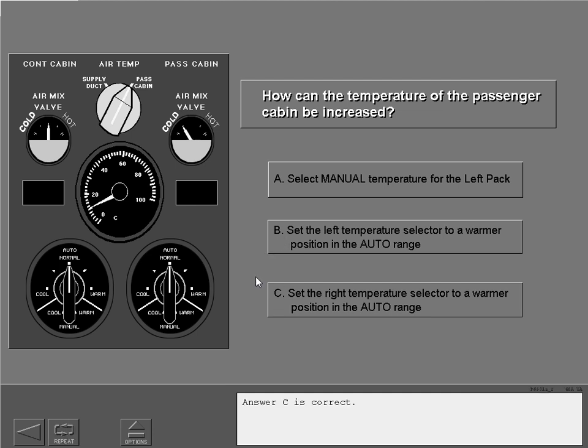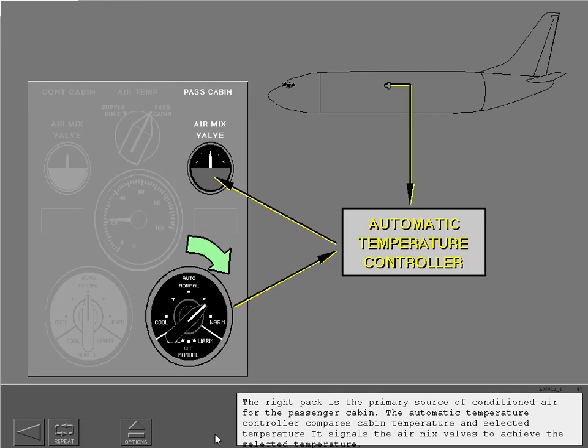Answer C is correct. The right pack is the primary source of conditioned air for the passenger cabin. The automatic temperature controller compares cabin temperature and selected temperature. It signals the air mix valves to achieve the selected temperature.